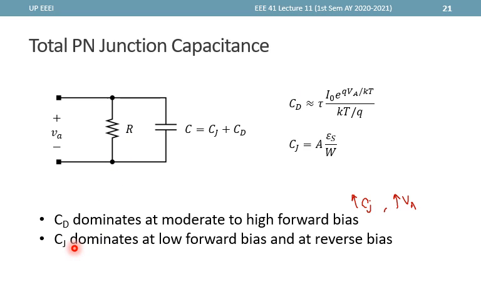Okay, so now on the other side, at low forward biases and at reverse bias, CJ is the one that dominates, since this term here is actually smaller at this portion normally. Okay?